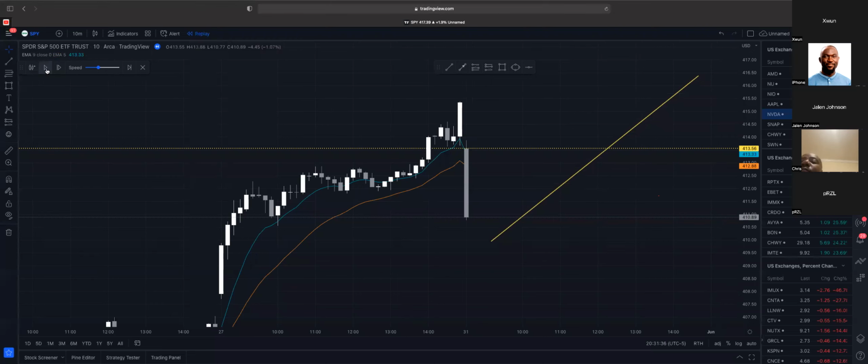I said, all right, level of the day. That's what I call it, level of the day. So the level of the day for SPY is 413.55. That's exactly what I said in the message.